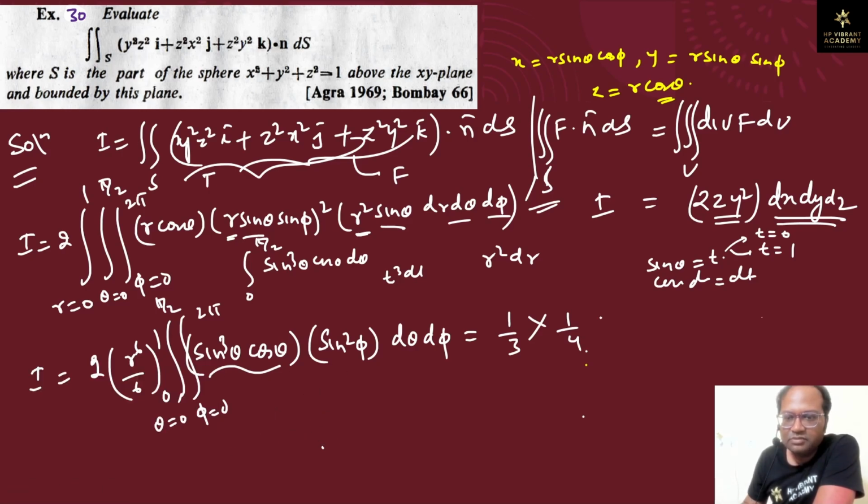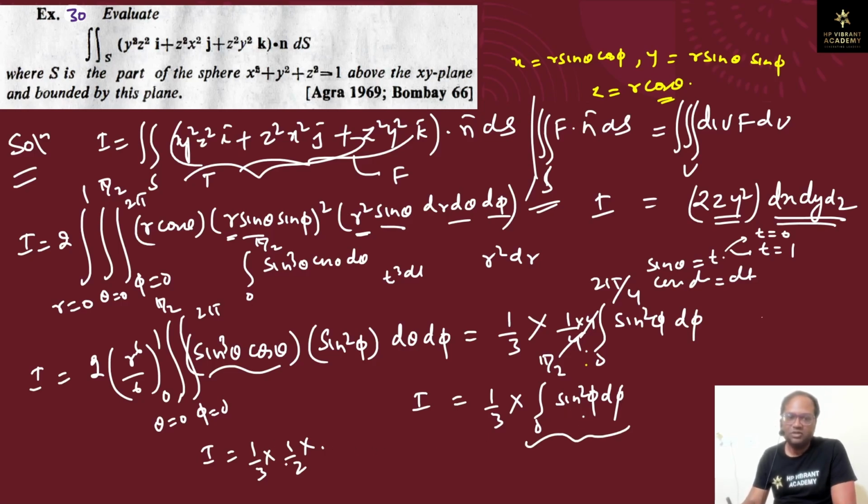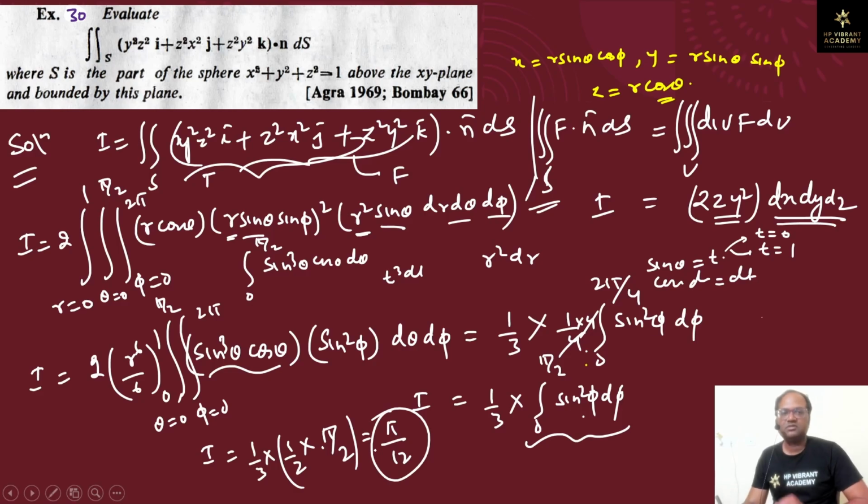So now we are left with the integral from 0 to 2 pi of sine square phi d phi. We can multiply by 4 and divide by 4, so this gets cancelled. This is 1 upon 3 into the integral from 0 to pi by 2 of sine square phi d phi. This is the value of I. So I is equal to 1 upon 3 into 1 upon 2 into pi upon 2, integrating by the sine rule. So this is equal to pi upon 12. Pi upon 12 is the answer.